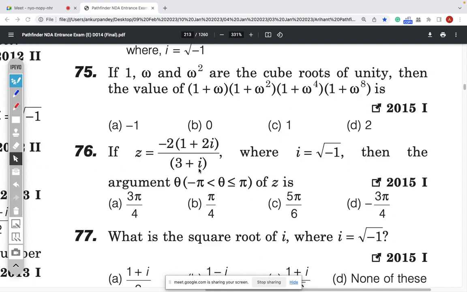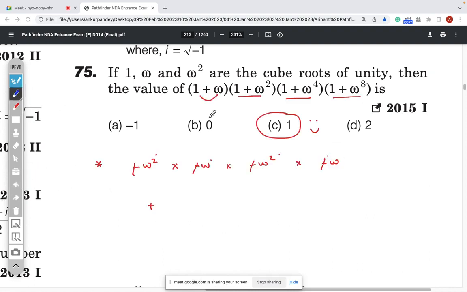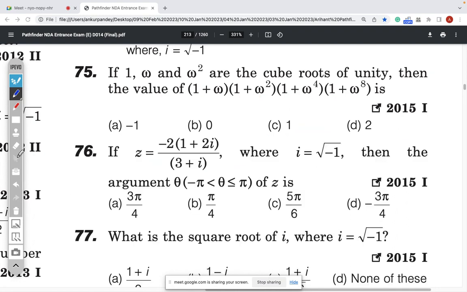Sir, 1 plus omega raised to 8. How did you do it? So beta, 8 can be written as omega to the power 6 into omega square. This is 1. Understood? Okay. Sure. Very good. Shabash.